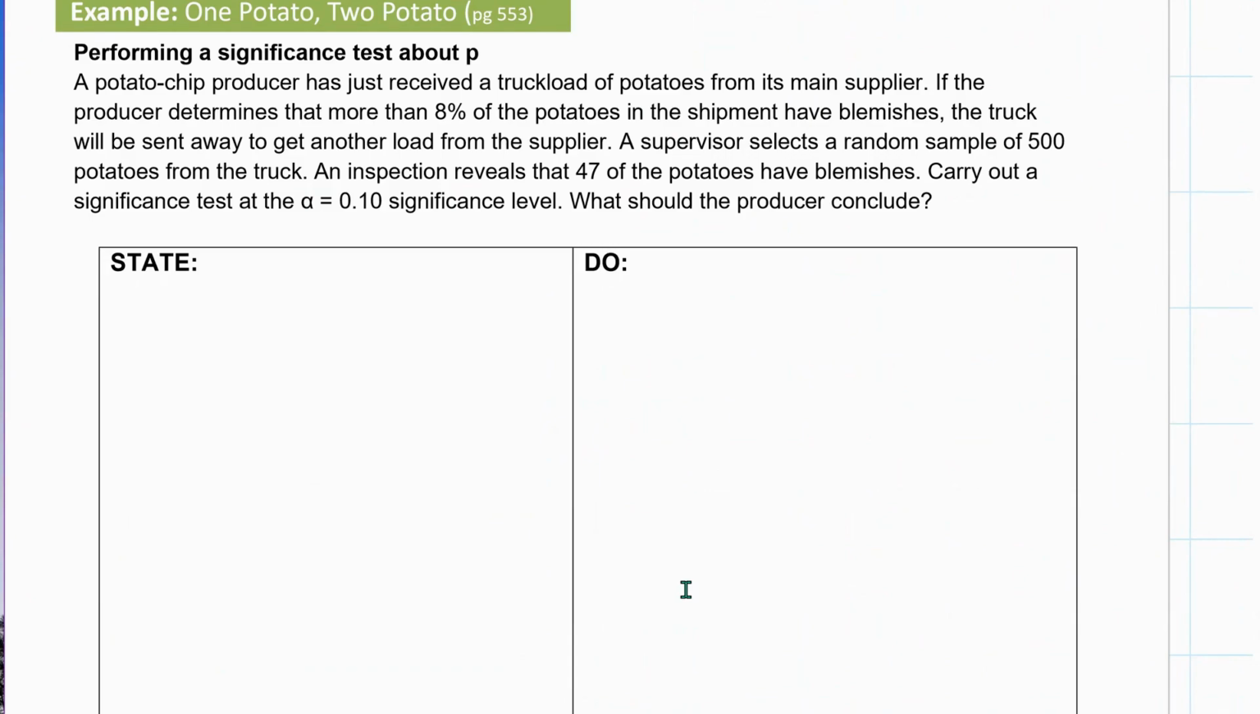All right. So first of all, let's talk about our population, as this is an inference procedure. Our population is the potatoes on the truck. What is the parameter of interest in this case? And this would be the true proportion with blemishes.